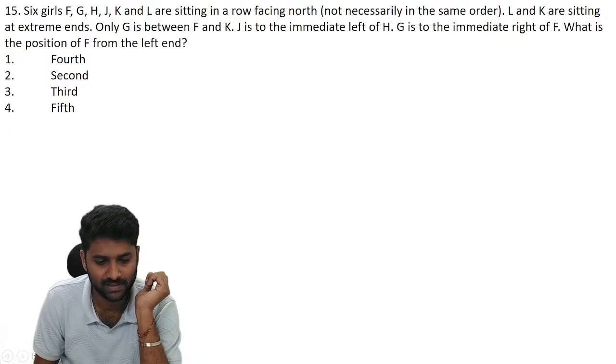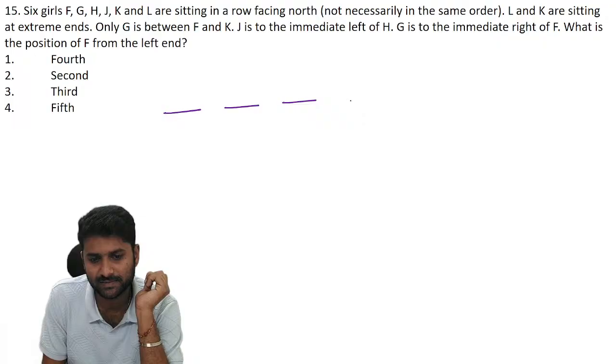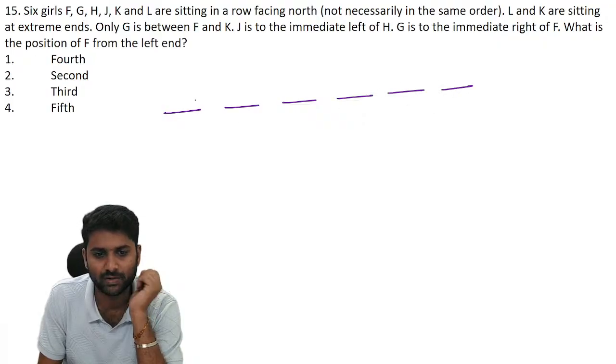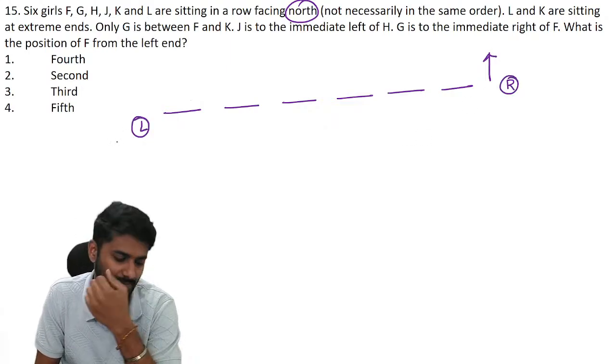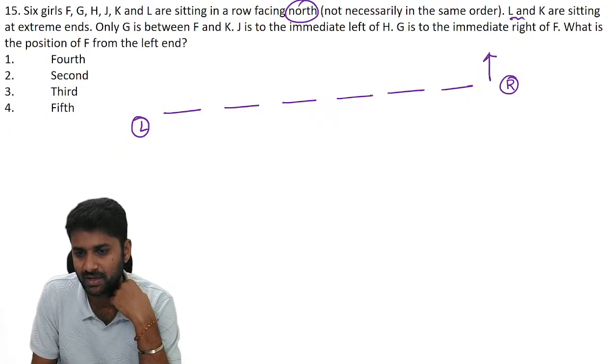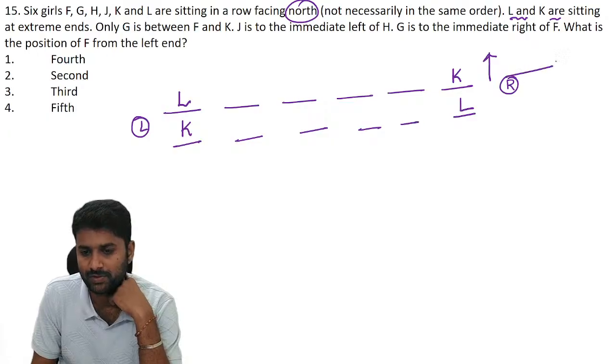Next, see one more question from seating arrangement. Total there are 6 girls sitting in a row. All are facing north. Now those are right side people and these are left side people. The information: L and K are sitting at extreme ends. Extreme ends means there are two possibilities. If L sits here, K must sit here. If K is at the left, L must be at the right. So we have possibility number 1 and possibility number 2.